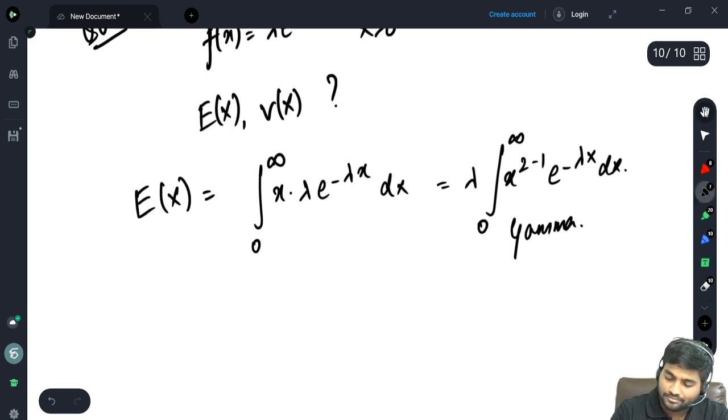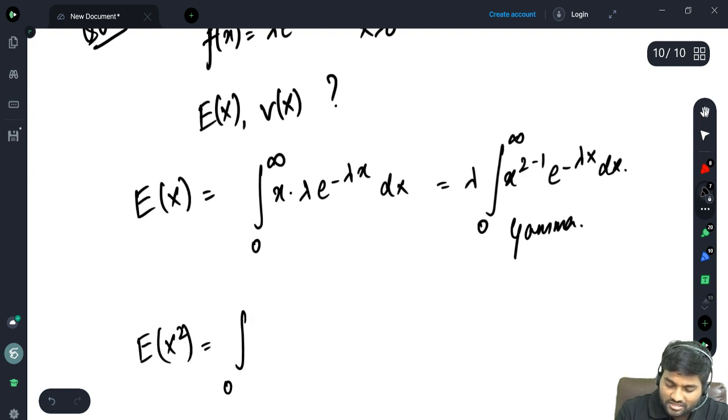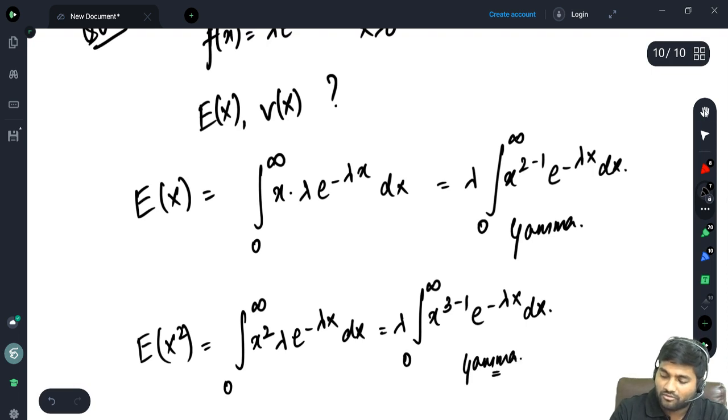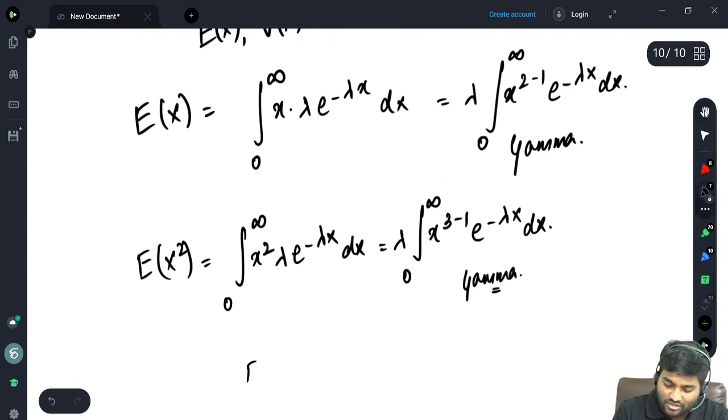Again, expectation of x square. So this will be integration 0 to infinity x square lambda e to the power minus lambda x dx. So again, lambda common, 0 to infinity x to the power 3 minus 1 e to the power minus lambda x dx. So again, we'll apply gamma integration. Now solve. What is the answer that we are getting for expectation of x? 1 by lambda. Very good.